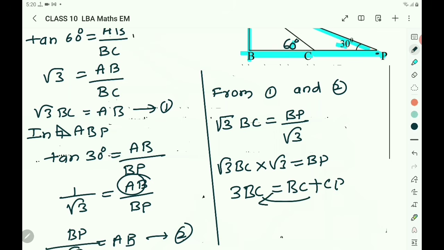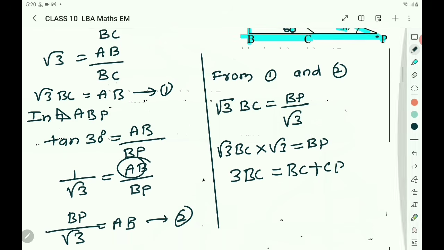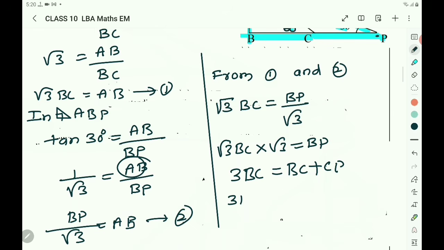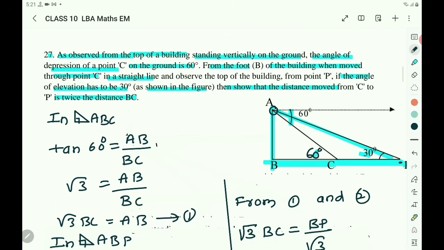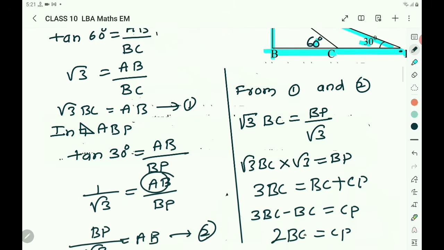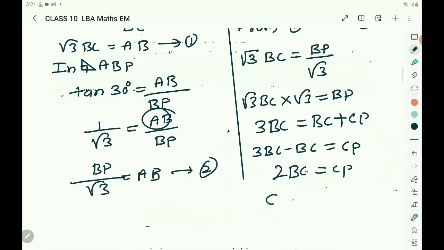Now you transfer this BC to the LHS, that becomes 3BC minus BC equals CP. 3BC minus BC is 2BC equals CP. So you got the distance between C and P is twice the distance BC, that is CP equals 2BC. You got CP equals 2BC.